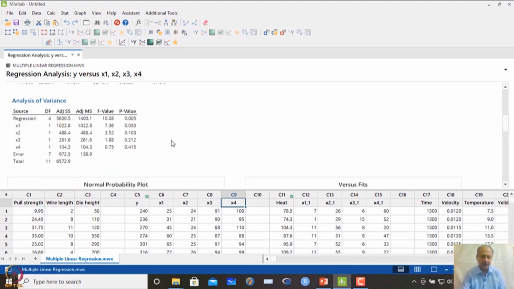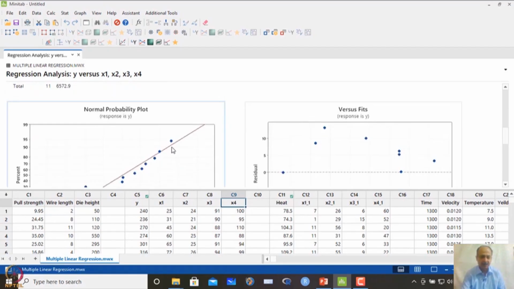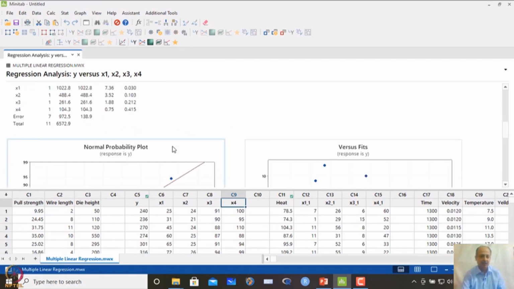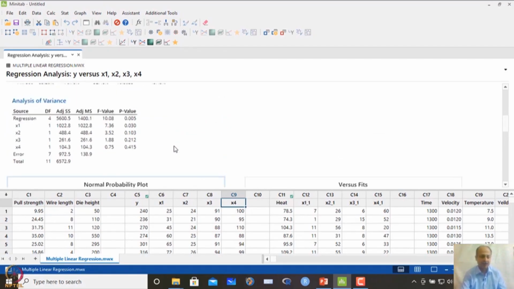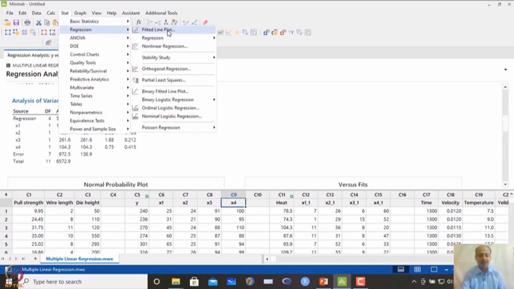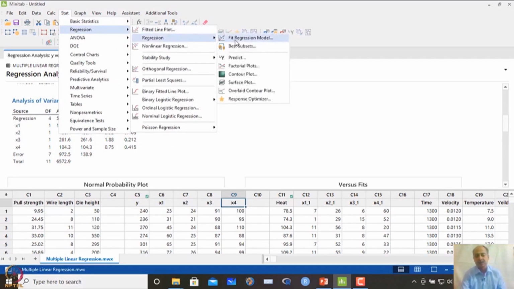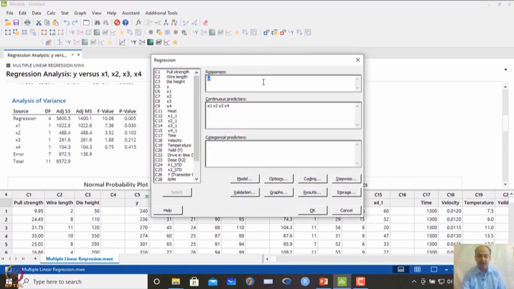In this scenario, we are not sure which variable will go in and which will go out. Analysis of variance also confirms that one variable, x1, is significant and the others are not. What we can do is remove x2, x3, x4 and retain only x1, and then see what happens. This is the trial and error method that I am showing without going into stepwise regression.